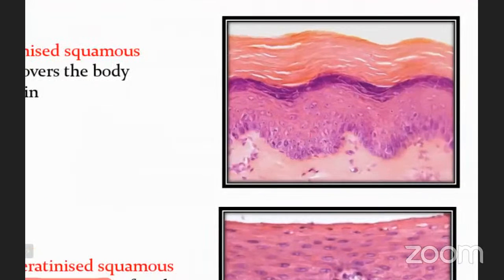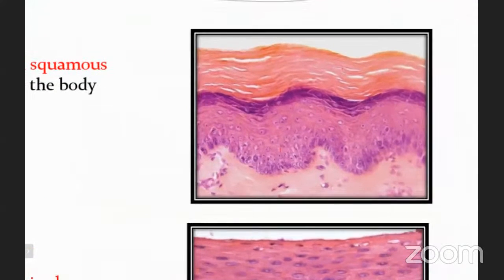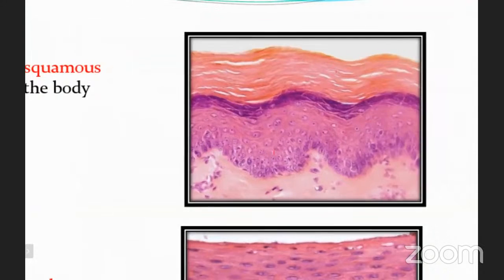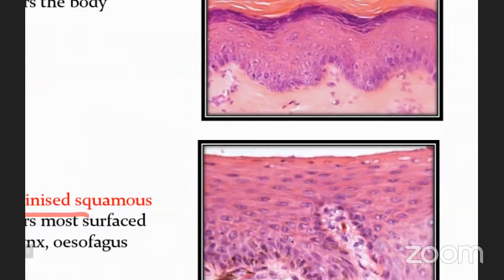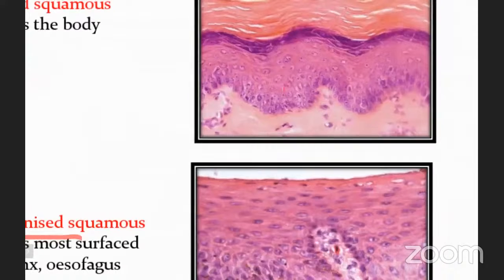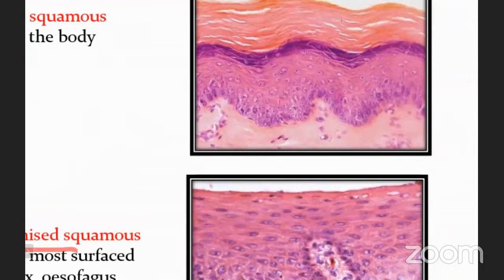So this is the picture. This one is the keratin layer. In this picture, it does not have the keratin layer. So this is the difference between the stratified keratinized and non-keratinized. Okay.